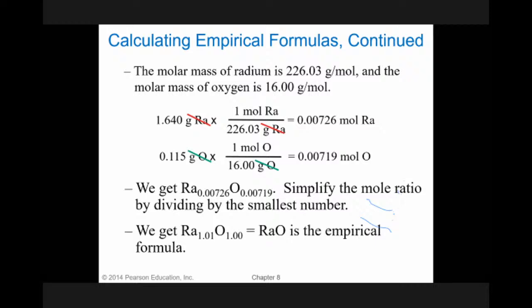You must find the grams and then change the grams into moles, then find the smallest number and divide throughout. If you have 4, 5, 7 things, you divide by the smallest number. So this is the empirical formula. Any question on that? So RaO with no subscripts, there's a 1, but we don't have to write it. If you don't see anything there, you know it's 1.